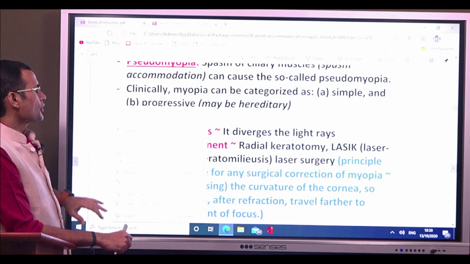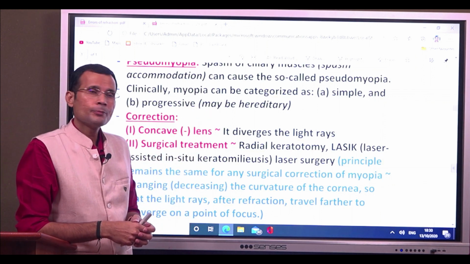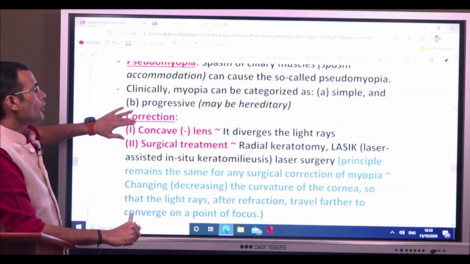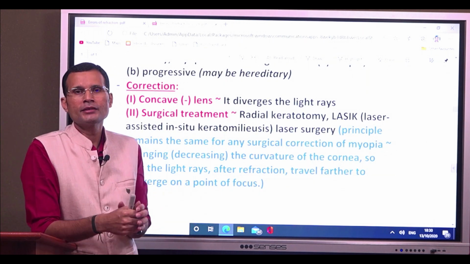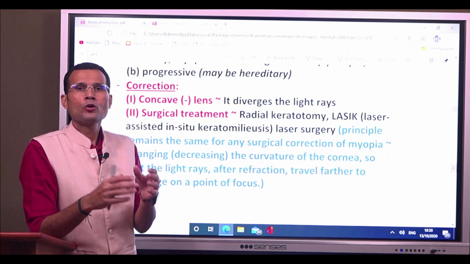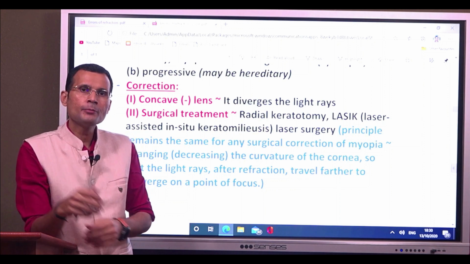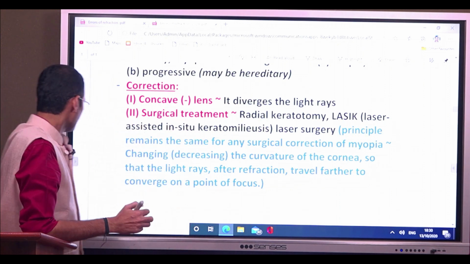Now coming to the correction of this particular error. Of course, concave lens. You know, there are two types of lenses. This is again basic. Concave lens, which is denoted by the minus sign. Convex lens, which is denoted by the plus sign. For myopia, we are going to use the concave lens.